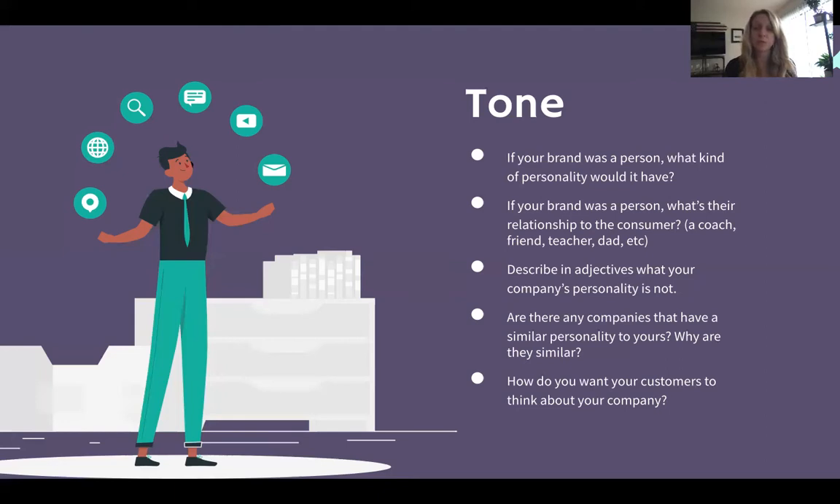And then how do you want customers to think about your company? Do you want them to think of it as a friend? Do you want them to think of it as a trusted resource for important information? Do you want them to think of it as the best meme generator that they've seen on the internet? So really thinking about, what do your customers want from you? What is the personality that you want to have with them? And what is that relationship? And carrying that tone all the way across all of your messaging. It really needs to be something that you think about before you start putting any of your messaging out in the world.